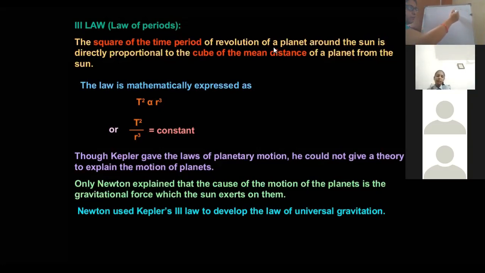The first law of Kepler says that all the planets move around the sun in an elliptical orbit, with the sun being at one of the foci. Now, the time period is the time taken by the planet to move around the sun. Let it be T. And this T is separate for all the planets.